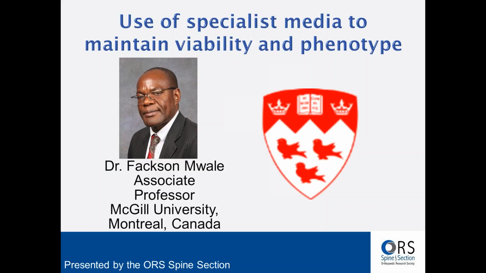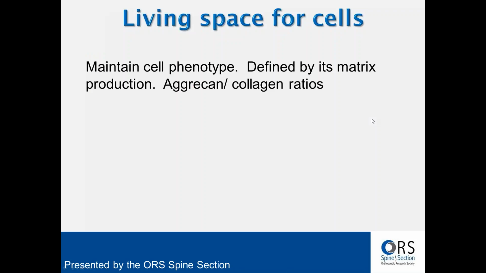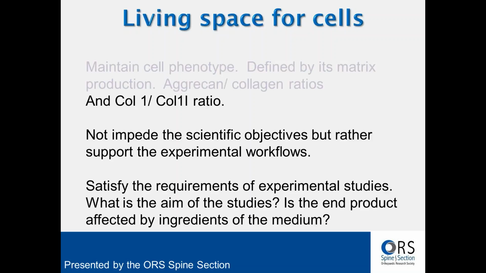So I want to talk about the media. The media is a living space for cells. And one of the most important things about media is it has to maintain cell phenotype, which we define by its matrix production. For the disc cell, it has to produce aggrecan and a high aggrecan and collagen ratio. This is work that we published a couple of years ago. If we had islet cells, the phenotype we would be looking at would be that they produce insulin.